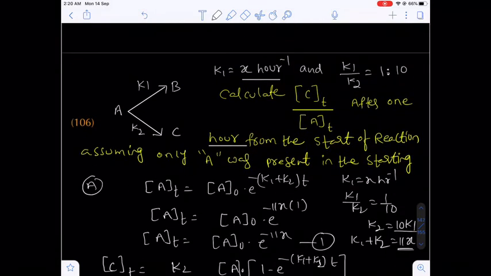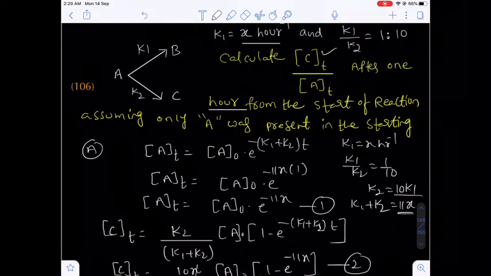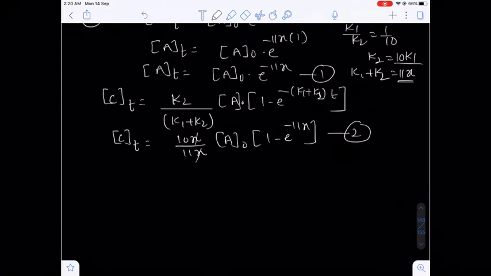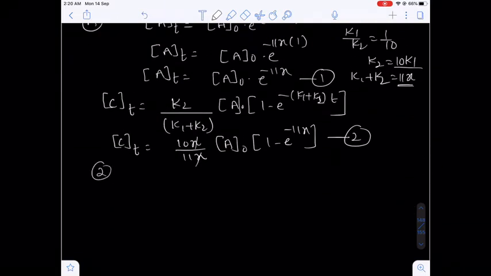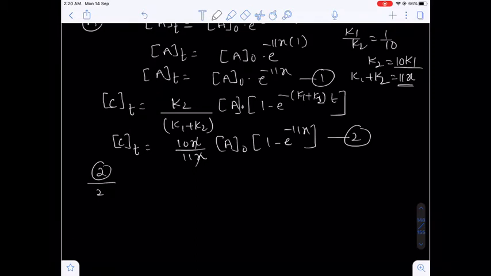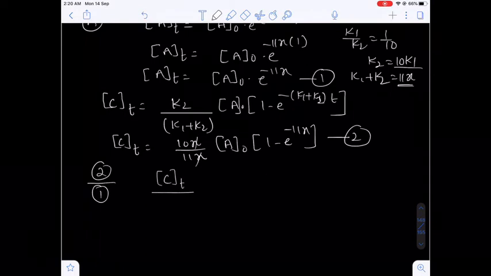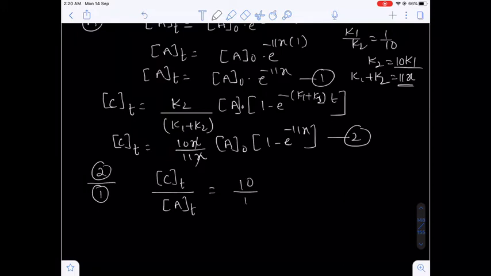So overall, the question is the concentration of product C at a time interval t divided by A at a time interval t. That means we have to do equation 2 divided by equation 1. Equation 2 left side is the concentration of C at time interval t, and equation 1 is the concentration of reactant A at time interval t. That will be equal to 10 by 11 into 1 minus e to the power minus 11x, whole divided by e to the power minus 11x.